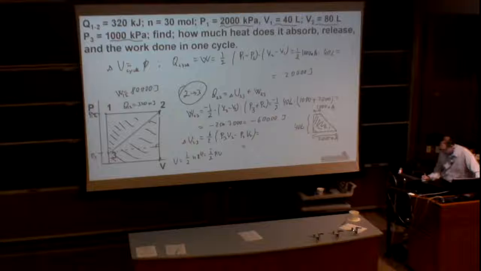6 over 2, 1,000 times 40 minus 2,000 times 80. That's going to be a negative number: 3 times 1,000, and that's going to be 40 minus 160, so 120. 2 times 8, 16, 160, 120. So that's going to be negative 36,000 joules.